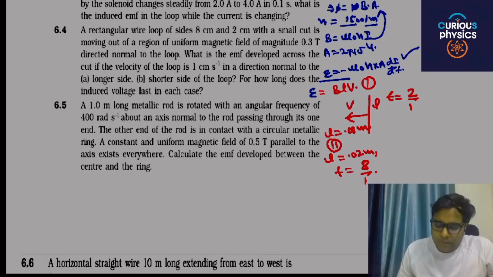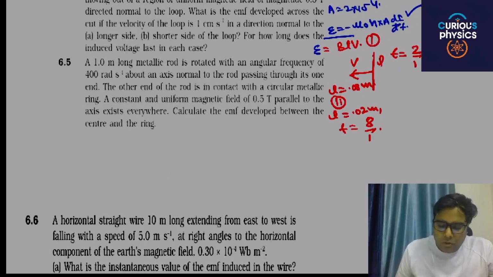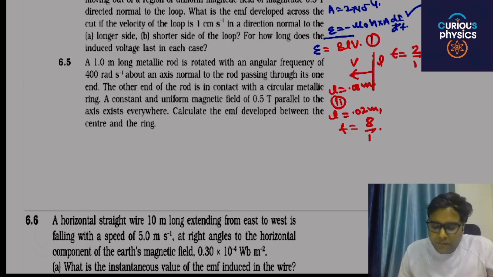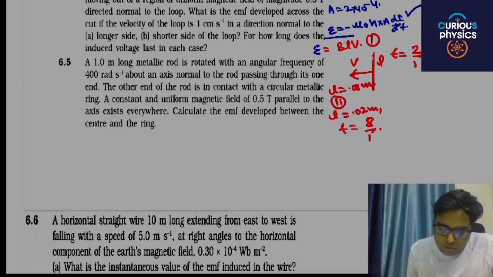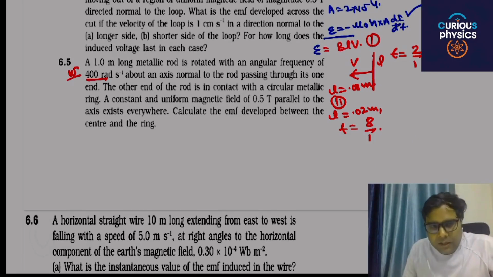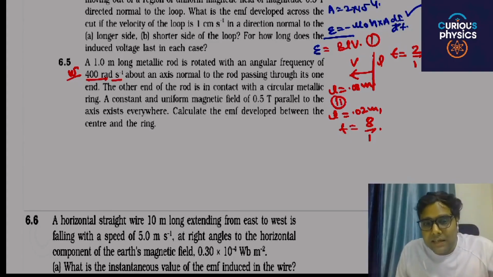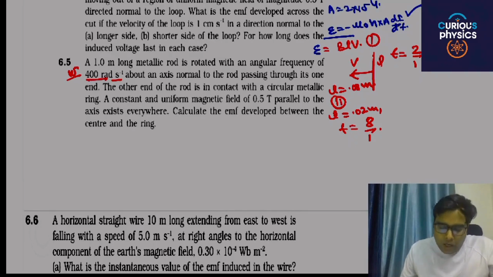In question number 6.5, a 1 meter long metallic rod is rotated with an angular frequency of 400. Omega, or angular speed, is directly given. Do not get confused with angular frequency. Always focus on the units. If RPS, revolution per second, is given, it means frequency is given, and if radian per second is given, it means angular speed is given.